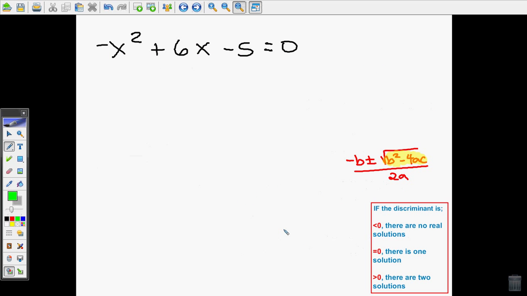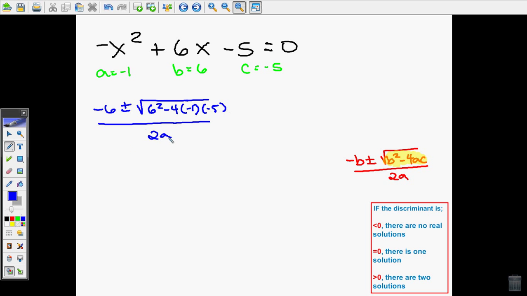I'm going to work through these examples and show you how we can find the discriminant. If I start with this example, a is equal to -1, b is equal to 6, and c is equal to -5. When I plug into the quadratic formula, it's -6 plus or minus the square root of 6 squared minus 4 times -1 times -5, all divided by 2a. I'm going to keep simplifying it. I'm sorry, this is all equal to x. I probably should have said that.